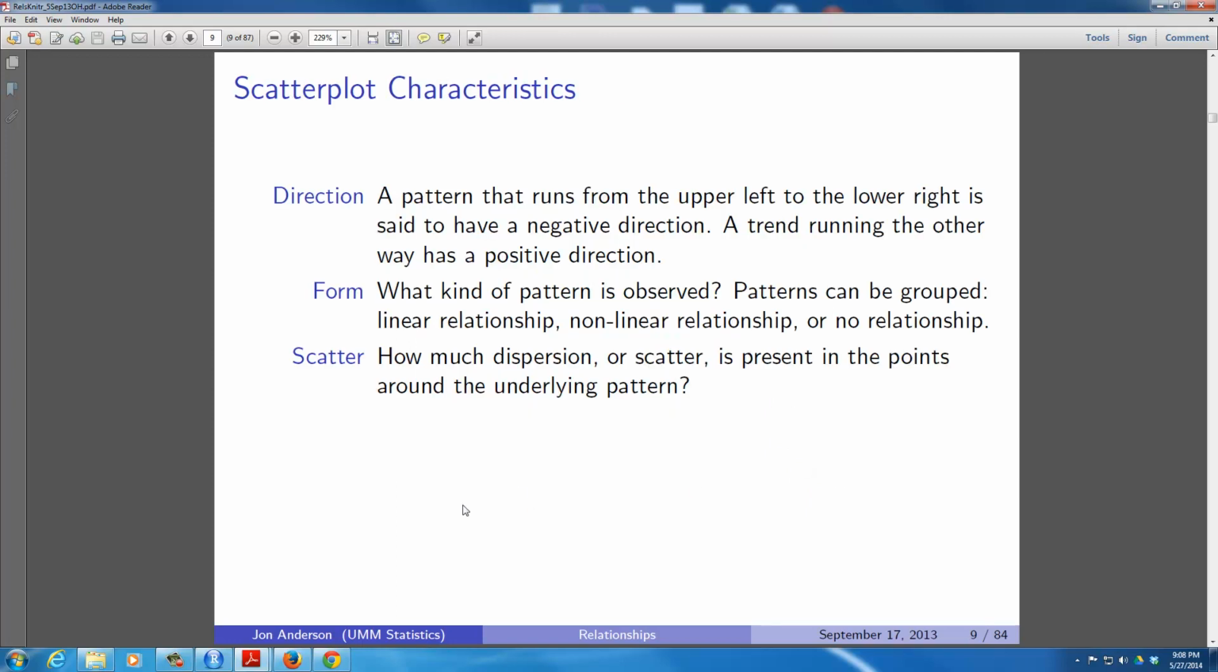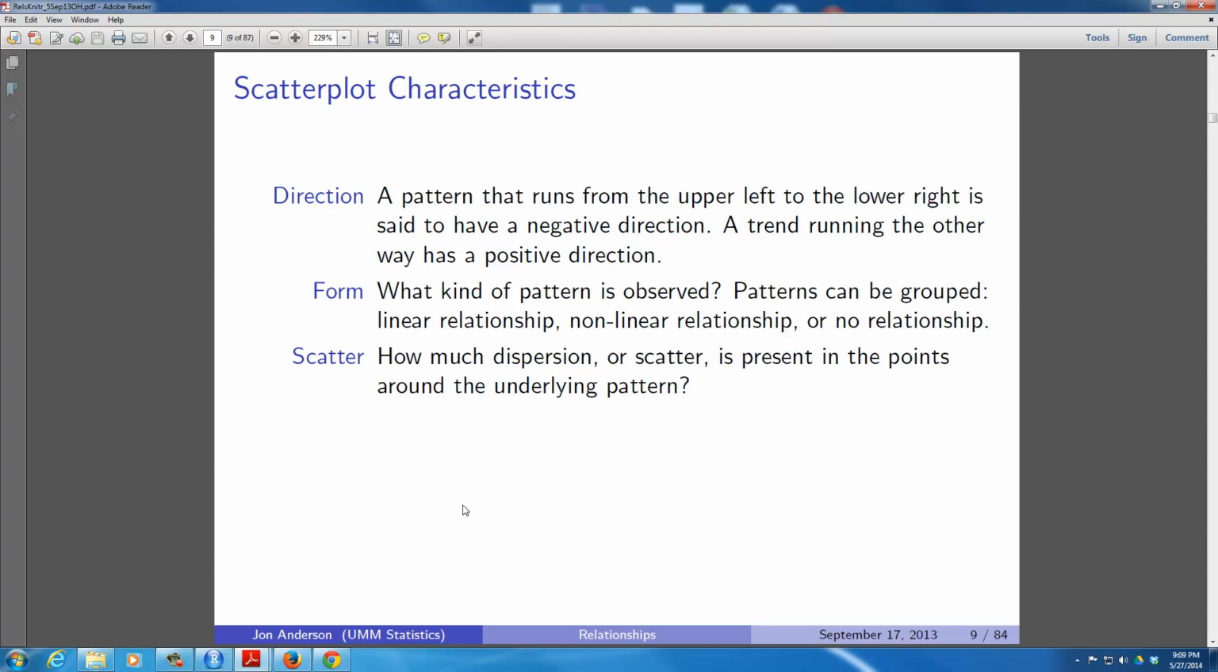When we look at a scatter plot, we would like to keep track of three conceptual items: a pattern's direction, and we would call these directions positive or negative association, a positive direction or a negative direction. A positive direction or a positive association would mean that as the x or predictor variable goes up on the x-axis, the y variable or response variable also goes up on the y-axis. A decreasing pattern would mean that as the horizontal axis variable, the x variable, goes up, the response variable goes down, for example.